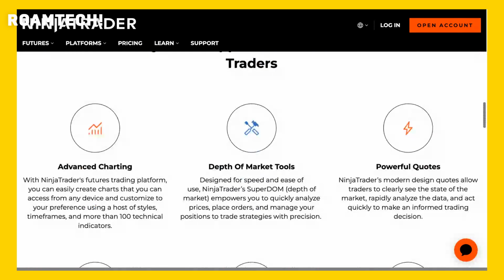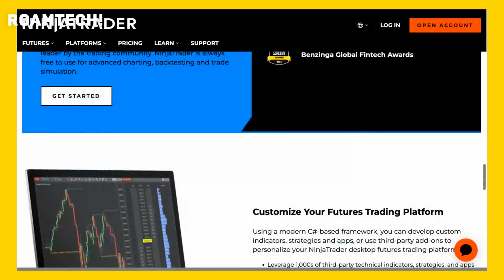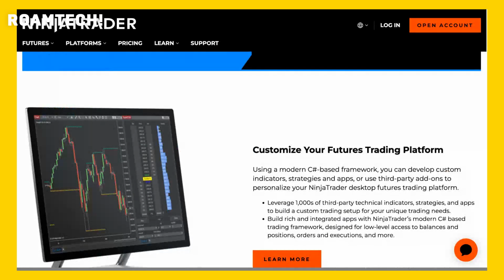For traders looking for a highly customizable and powerful platform with advanced charting, automated trading, and a wide range of integrations, NinjaTrader is certainly worth considering. Its extensive features and flexibility make it a valuable tool for those serious about taking their trading to the next level.